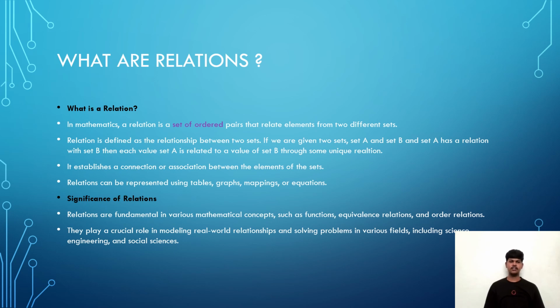In mathematics, a relation is a set of ordered pairs that relates elements from two different sets. A relation is defined as a relationship between two sets. If we are given two sets, set A and set B, and set A has a relation with set B, then each value of set A is related to a value of set B through some unique relation. It establishes a connection or association between two elements of the sets. A relation can be represented using tables, graphs, mapping, or equations.